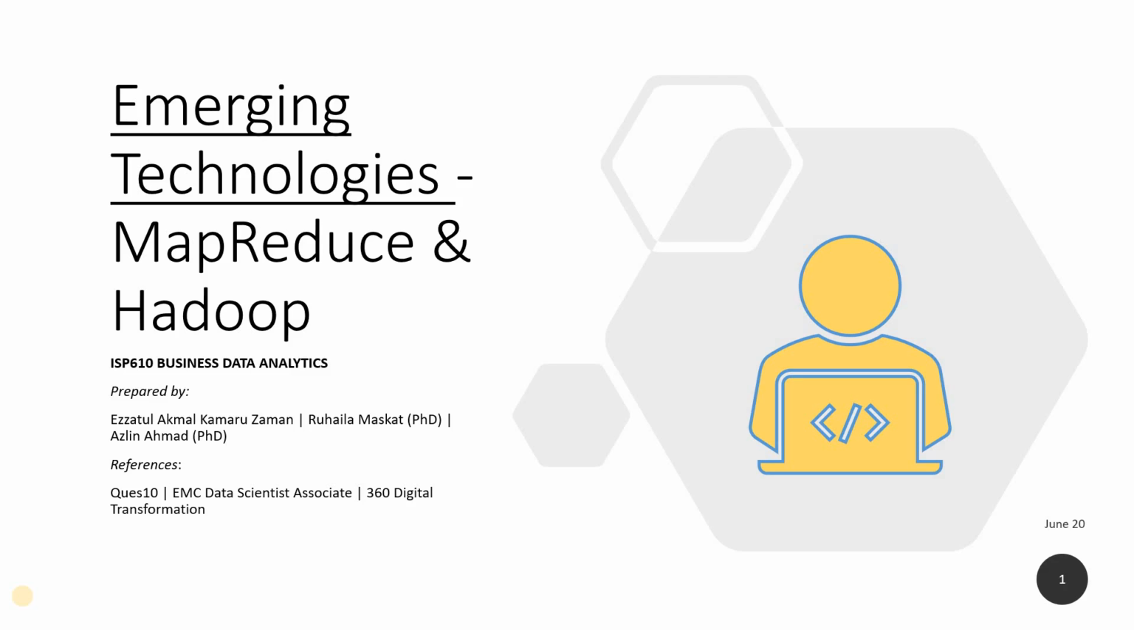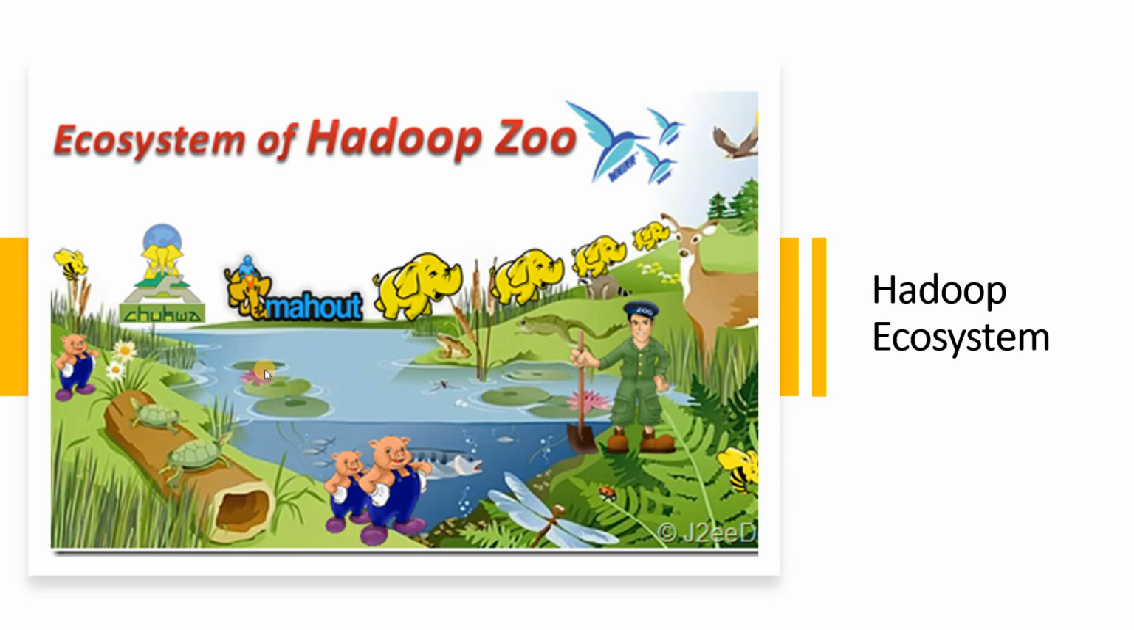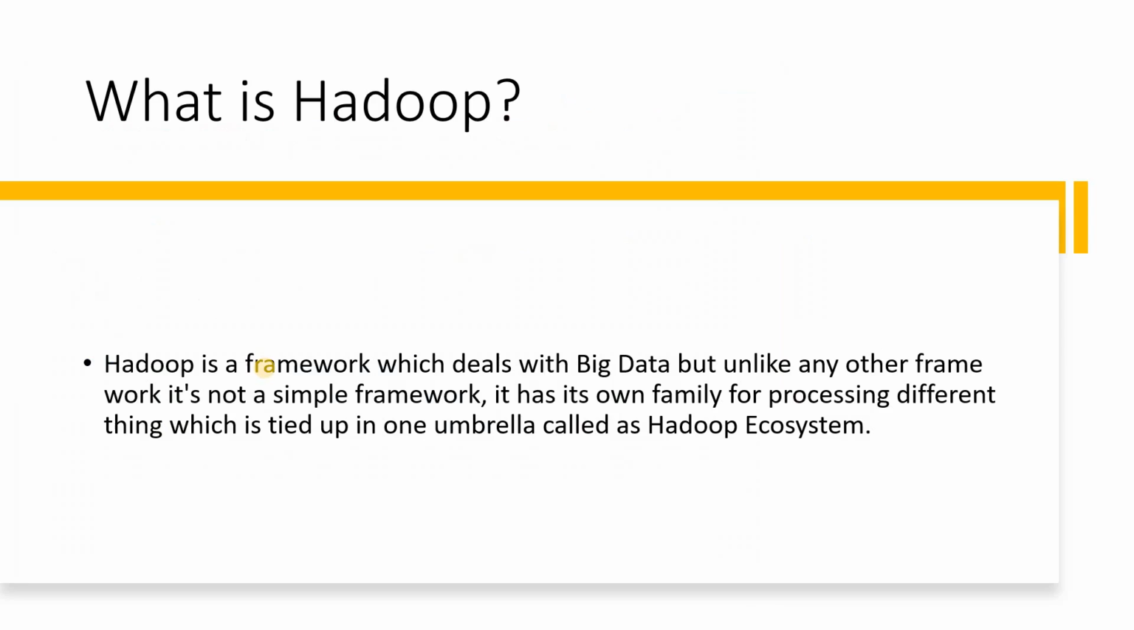So this is the last topic of the ISP610 Business Data Analytics subject. We are going to take a look at emerging technologies, or specifically, we are going to take a look at MapReduce and Hadoop. So in this topic, we are going to learn about the Hadoop ecosystem and its data processing using MapReduce.